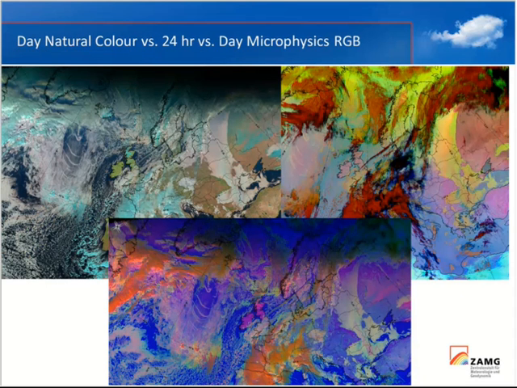Okay, if we now compare the three images, I have the three RGB images I have shown you. So the day natural color RGB, the 24 hours microphysics RGB, and the day microphysics RGB. In all three of them, you can clearly see the fog. In only two of them, you can see the snow on the ground. But there's a big difference. One of the images has another benefit.